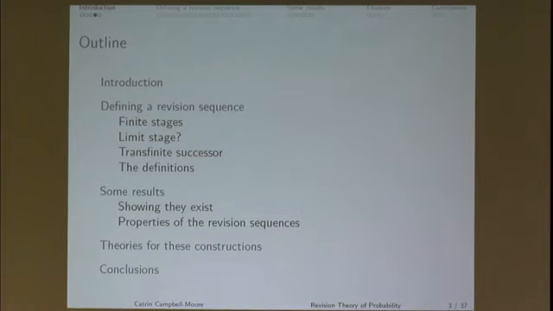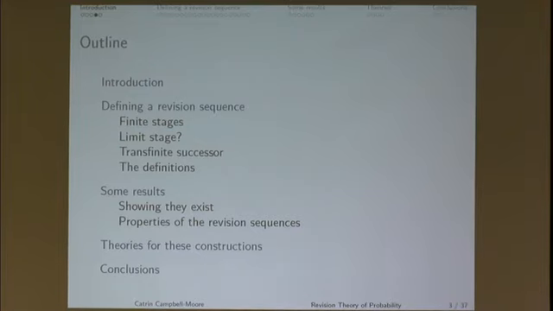And then just discuss some results of these, present some theories, and conclude. So a revision sequence is a sequence of extensions of truth and probability, where we're trying to determine what the appropriate extension of truth and probability are. And we do this throughout the ordinals. So first of all, I present the finite stages, and then discuss how to go to the limits. The transfinite successors are another interesting feature. So those are the three stages of presenting the definition. That's what I'll do.